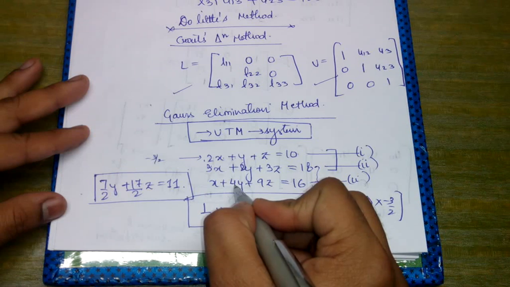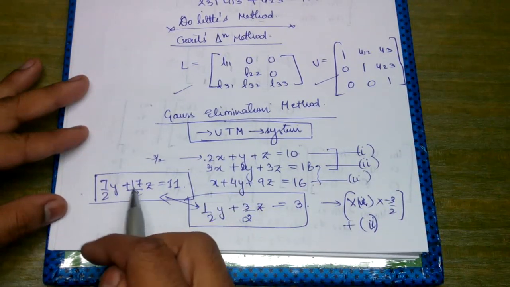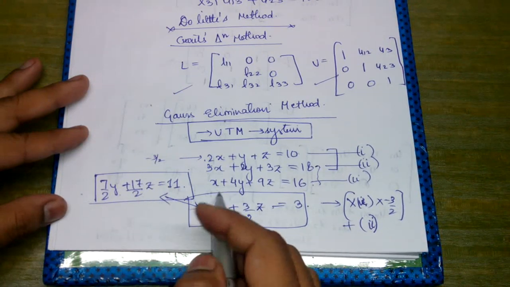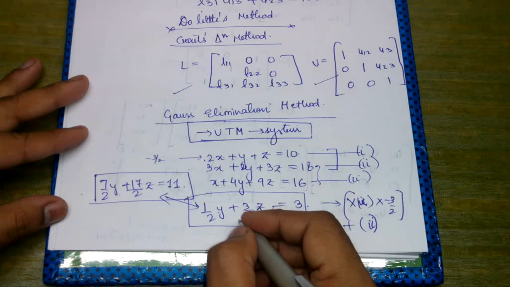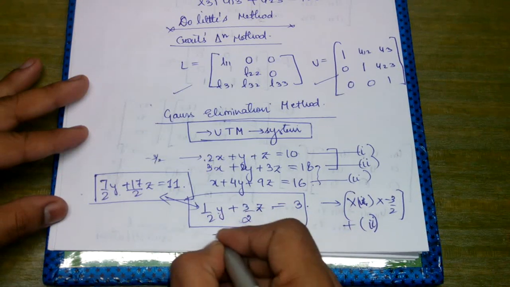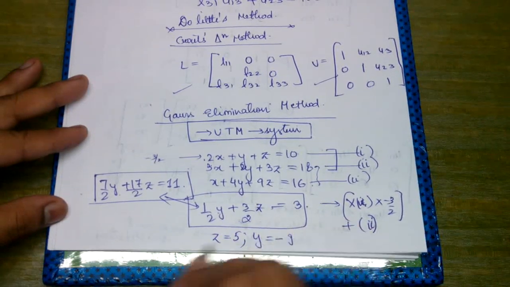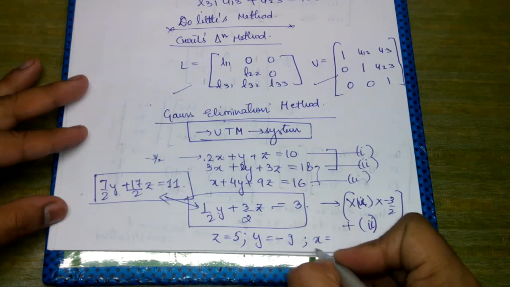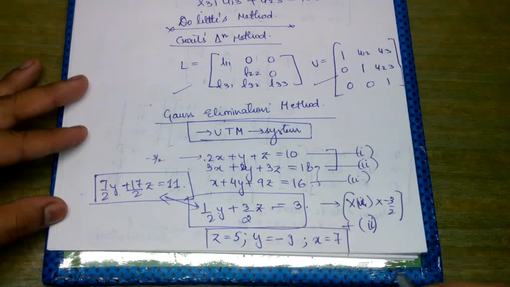Now by using these two equations we can see that there are only two variables, y and z, so we will simultaneously solve them, and after solving them we will obtain the value of z equals 5 and y equals minus 9, and consequently the value of x can also be found out, and if you calculate it, the value of x comes out to be 7.